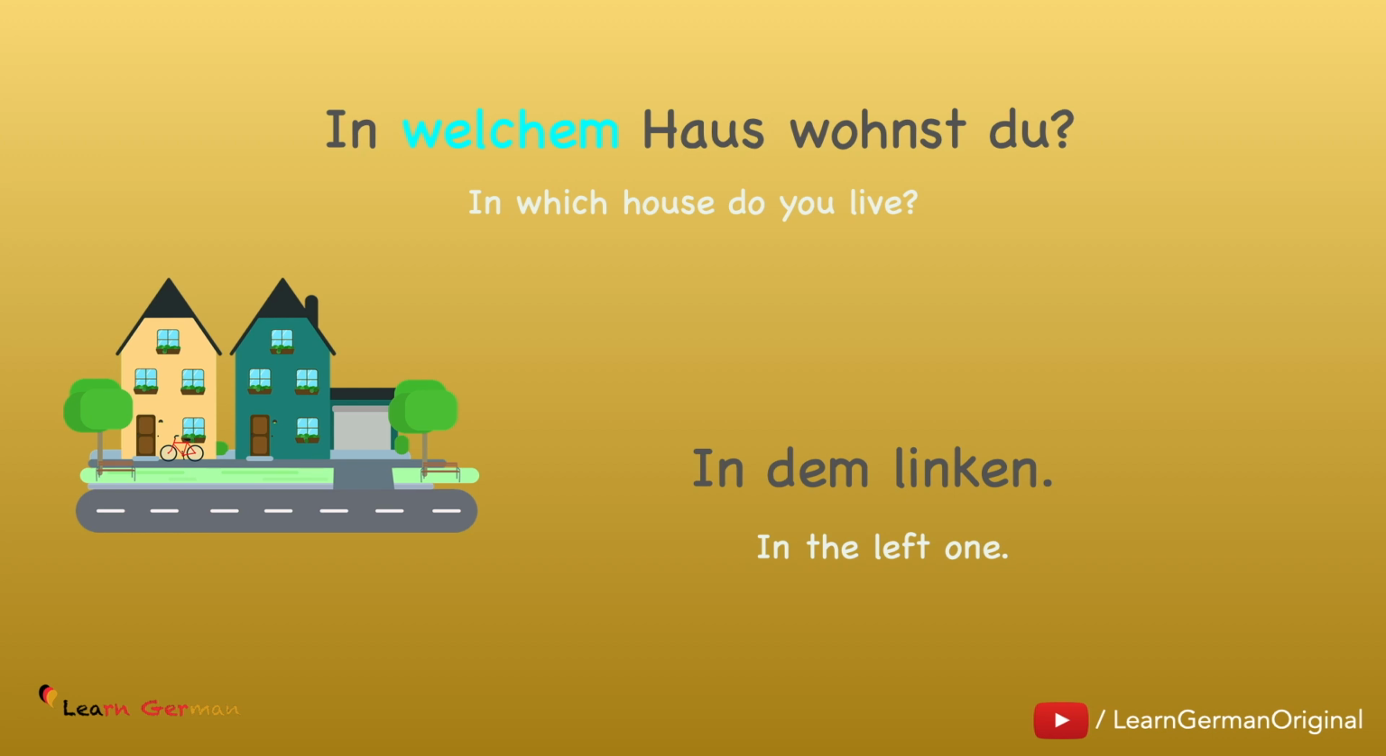In welchem Haus wohnst du? In dem linken. In all these three examples, we are using either welches, welcher, welchem. How do we get these forms? Let's get into the details.